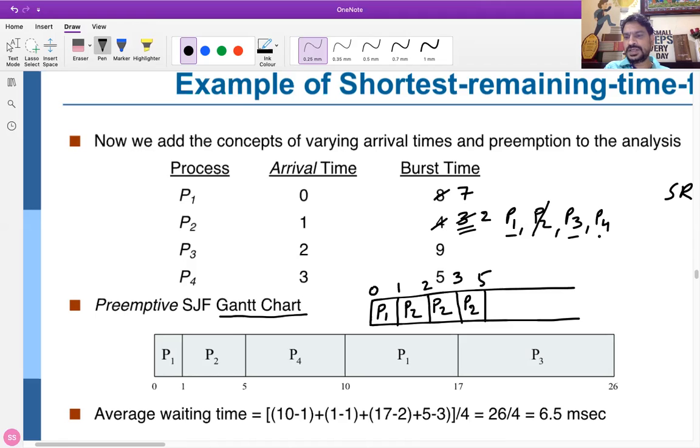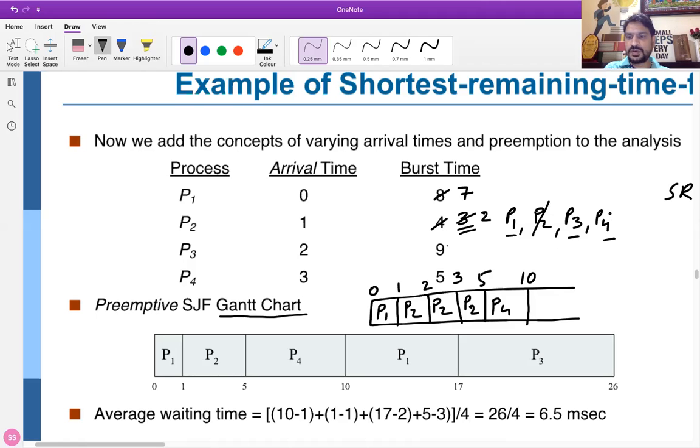P1, P3 and P4. P1 has a burst time 7, P3 has a burst time 9, and P4 has a burst time 5. So which is the least one? We know that P4 is the least one. So we'll execute P4. We don't have to do it one slot at a time because now all are available. We don't have any other option. This is the least one. Because the burst time is 5, it will go up to 10.